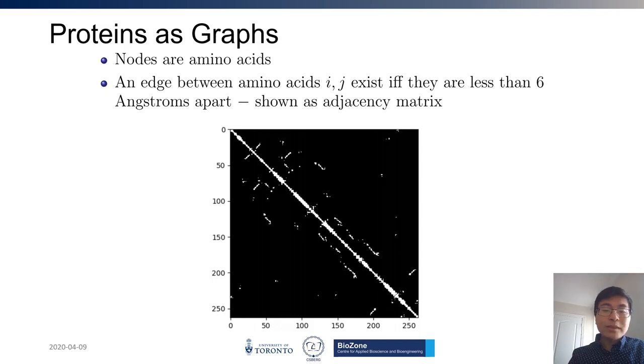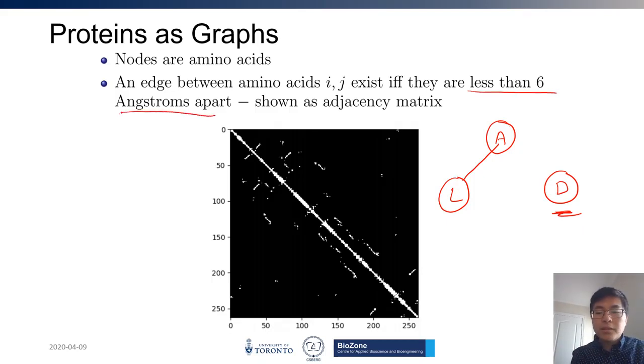Another way to represent proteins is as graphs. For this one, you need structured data. So let's take a look at what I mean by a graph. It's a collection of nodes where each node represents an amino acid. Suppose this is alanine, leucine, and another leucine. Well, let's make this aspartate. So it's acidic. These two might interact, and these two might not interact with the acidic one. So what I mean by interact is that they're less than 6 angstroms apart. So we connect two nodes by an edge if they are less than a particular cutoff distance apart.